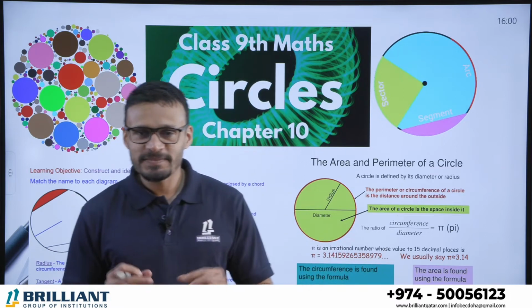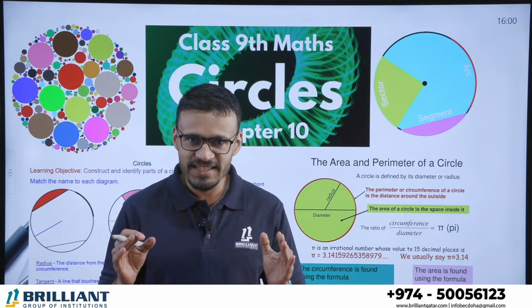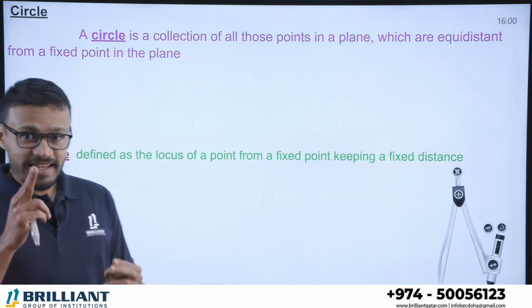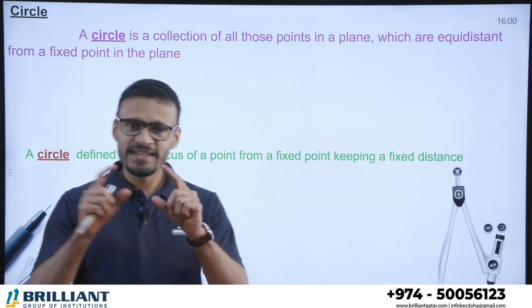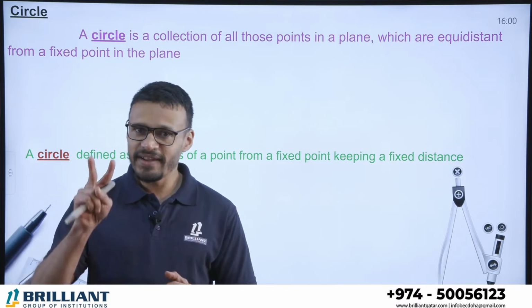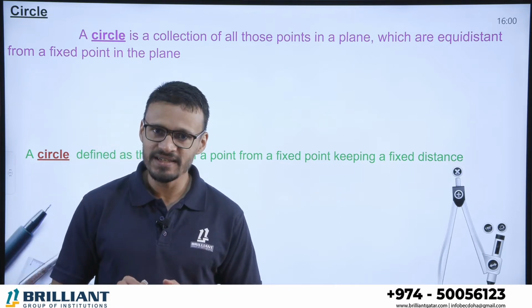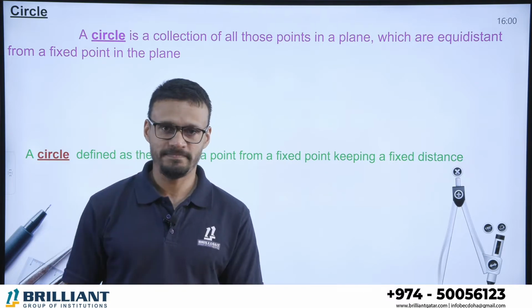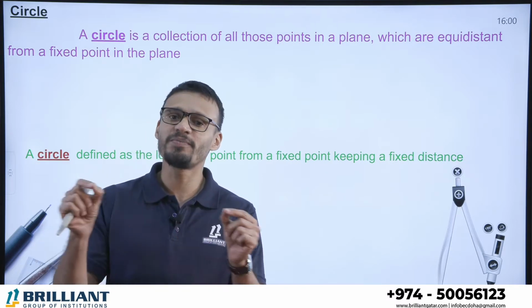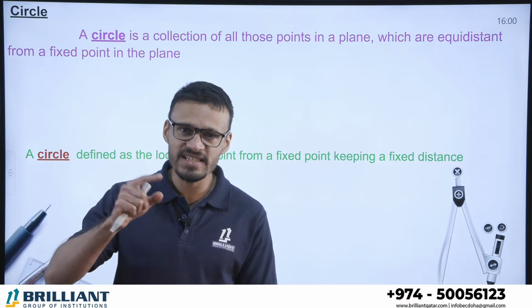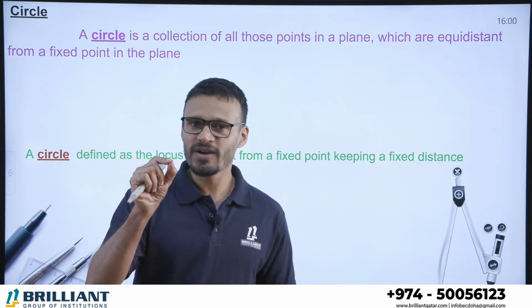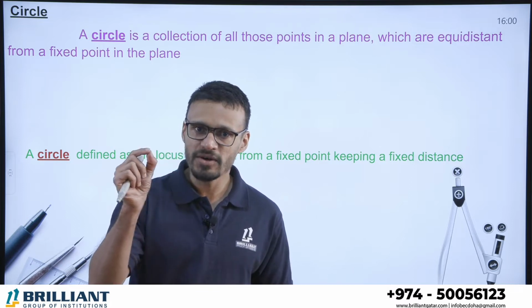In this class, we are going to discuss grade 9 chapter circles. What is a circle? In small classes, we studied the definitions of circle, right? And we have two major definitions of circle. Circle can be considered in two ways. One is, it's a collection of points. Another one is, it's a locus of a point. What is the meaning of locus? Locus means path of travel.